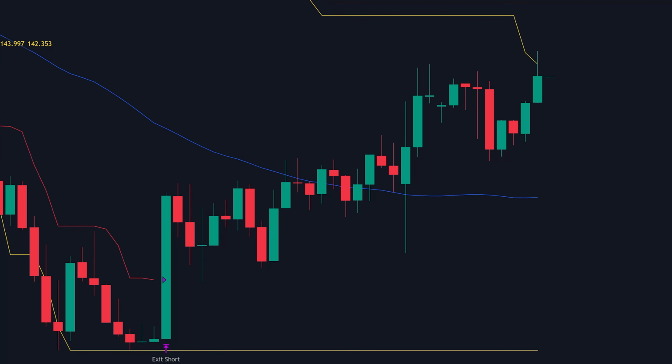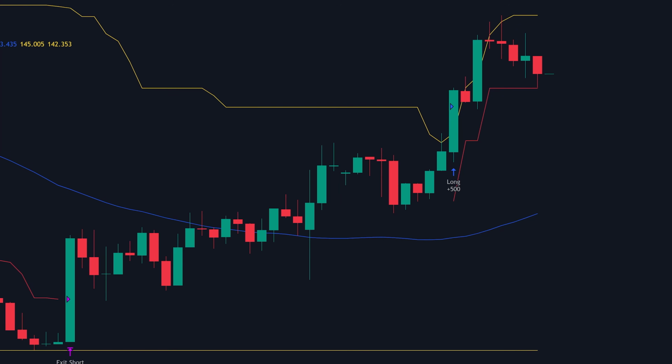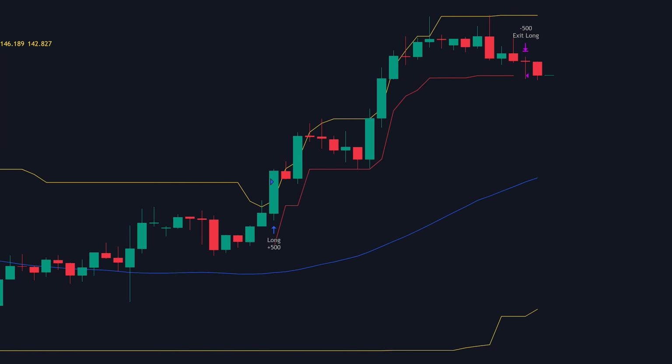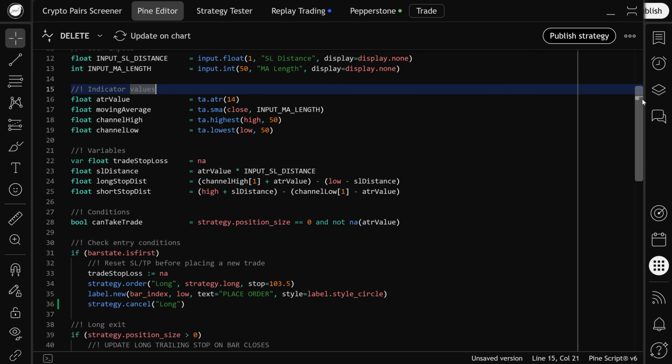We're going to do a really detailed overview of the basics of how to place trades and how to exit trades in the TradingView strategy tester. So if that's something you're interested in, stay tuned. Let's have a look at some code.